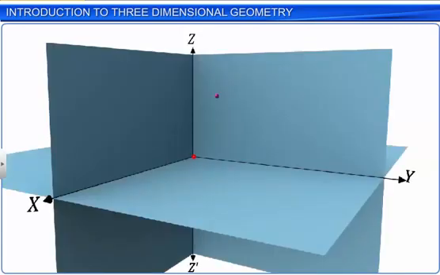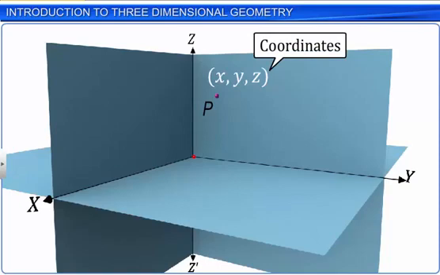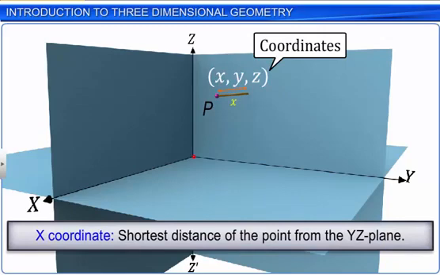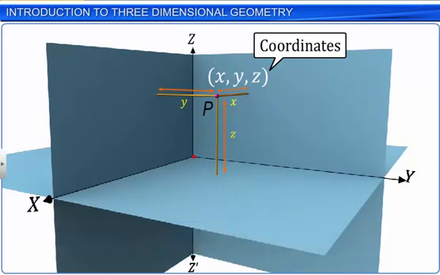Any point in space is represented with the help of the distances that it measures with respect to the planes. These distances are called the coordinates of the point. Suppose we have a point P in space. The coordinates of this point are x, y, z. Each coordinate individually indicates the shortest distance of the point from the corresponding plane. For example, the coordinate x determines the shortest distance of the point from the yz plane. Similarly, the y-coordinate represents the distance of the point from the zx plane, and z represents the distance of the point from the xy plane. The coordinates of the origin are 0, 0, 0.